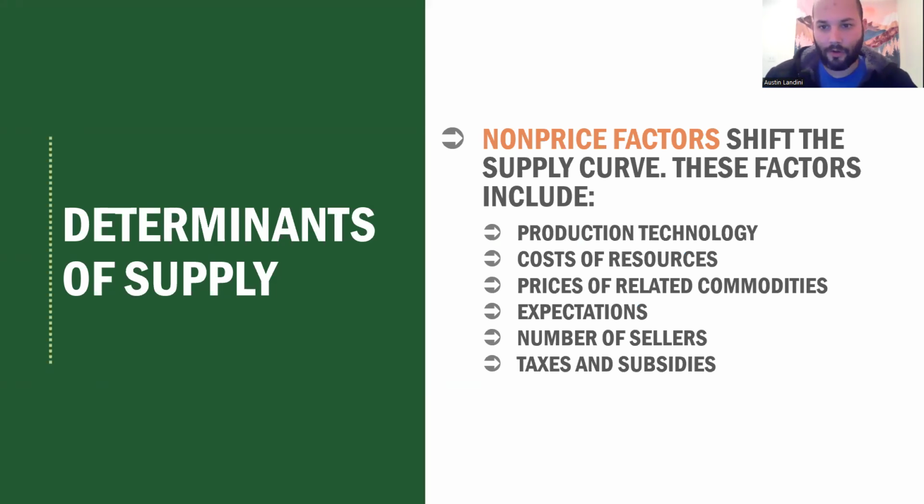So what do producers care about when they're producing products? Well, they care about the technologies that they have available to produce products. They care about how much the resources cost that they're using to produce. Prices of related commodities, so substitutes or complements that they could alternatively be producing instead of what they're producing.